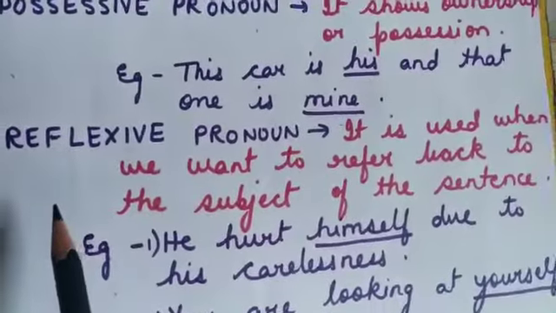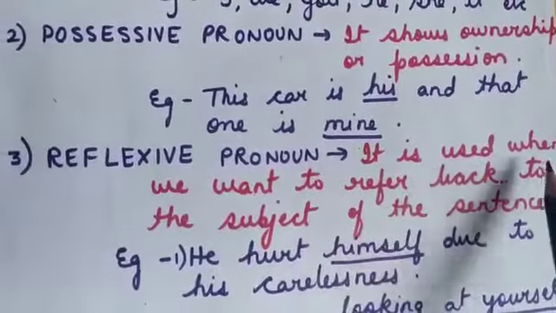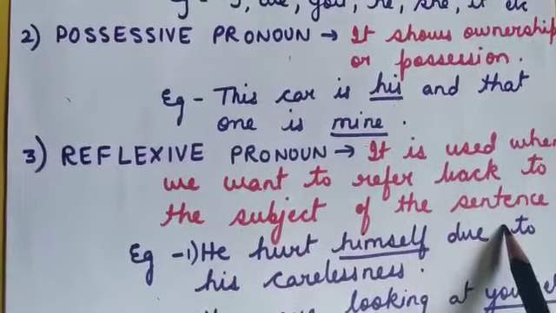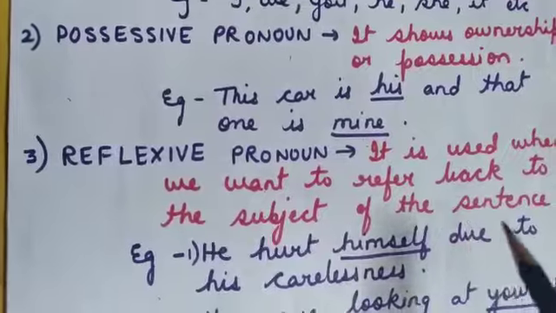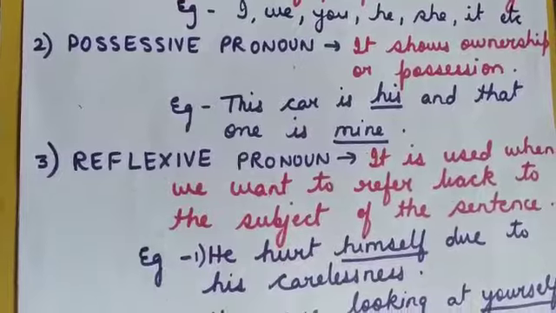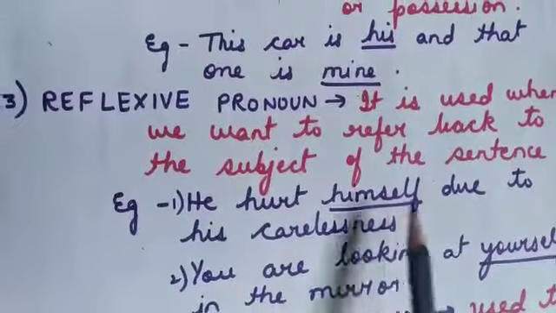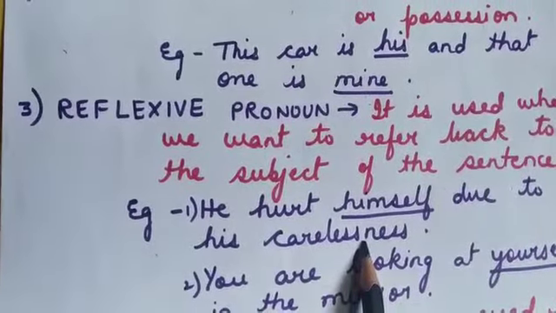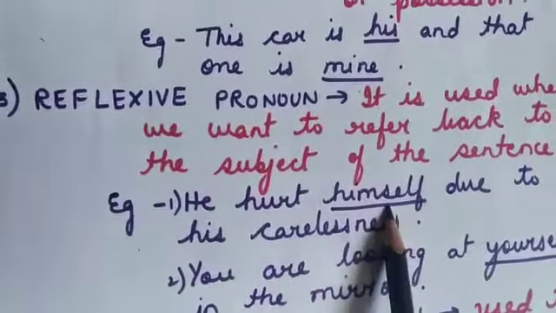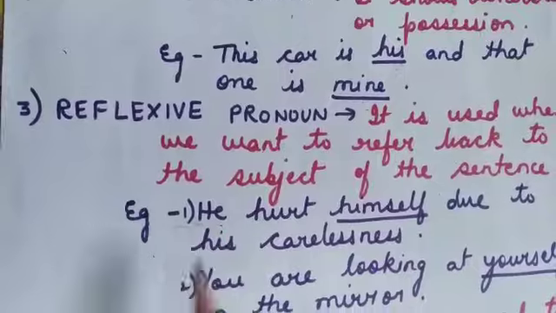Coming to the third number, reflexive pronoun. It is used when we want to refer back to the subject of the sentence. Means I am referring back to the subject of the sentence. Then that type of pronoun is called reflexive pronoun. For example, he hurt himself due to his carelessness. Here himself is the reflexive pronoun because it is referring back to the subject only. Whom did he hurt? He hurt himself.